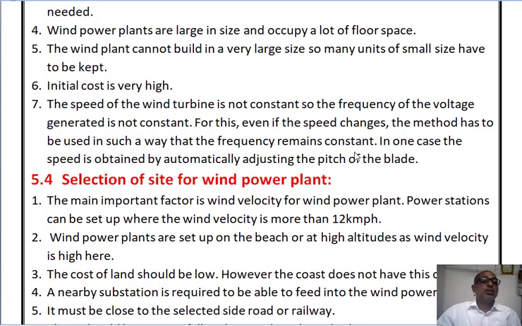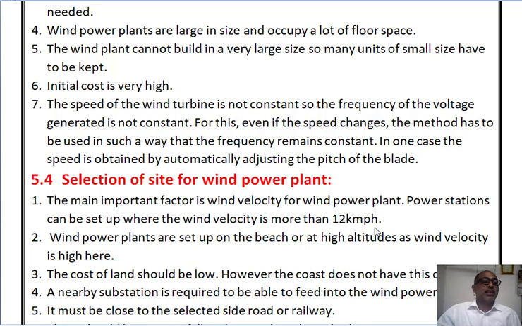Now next, the selection of site for a wind power plant. First, the most important factor in the selection of a wind power plant site is wind velocity. The power station can be set up where a velocity of more than 12 km per hour is obtained. So it requires a minimum of 12 km per hour wind velocity. Then you can set up the wind power plant.